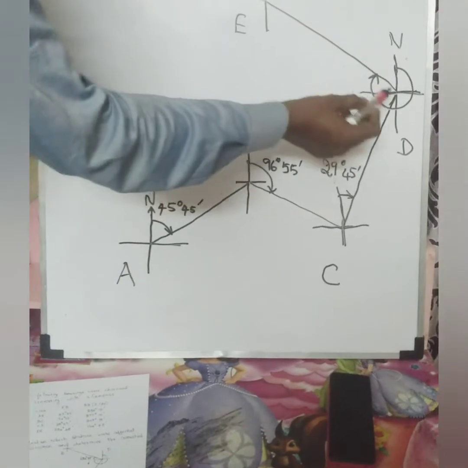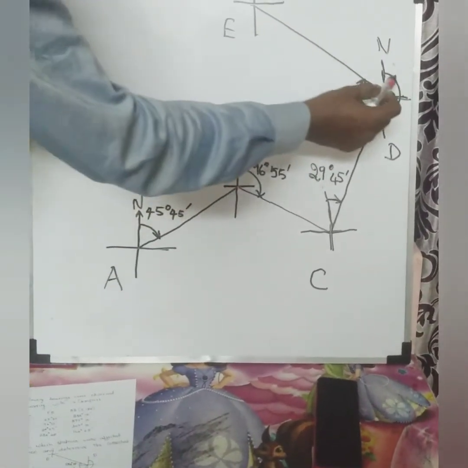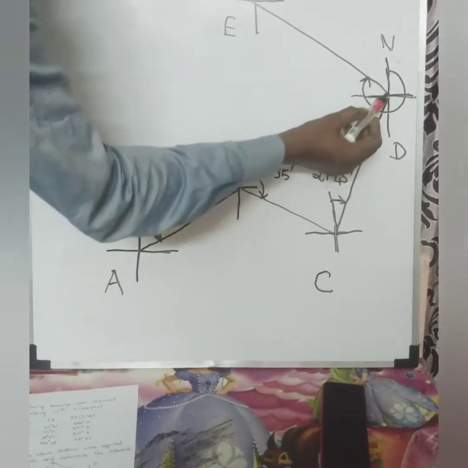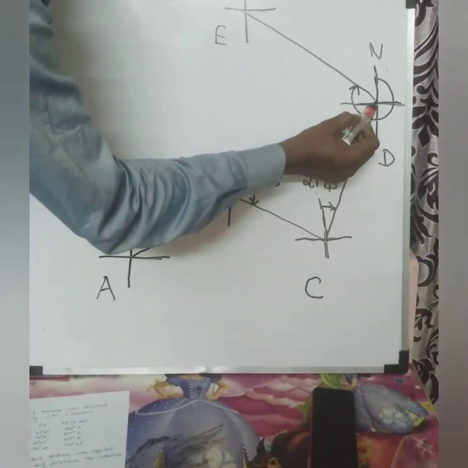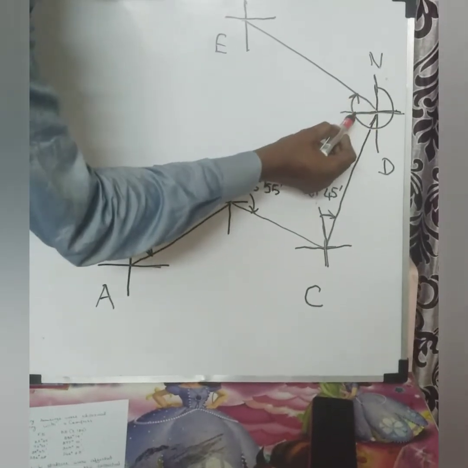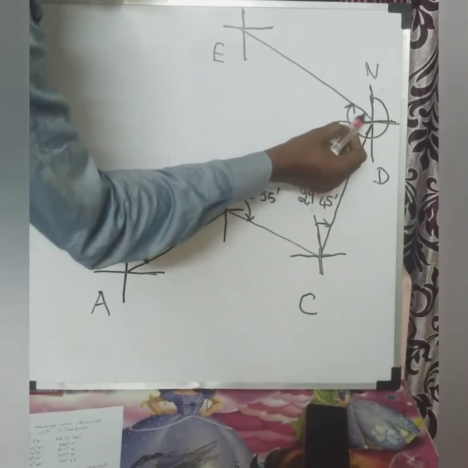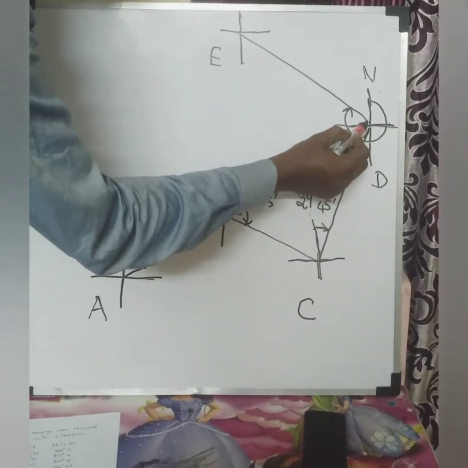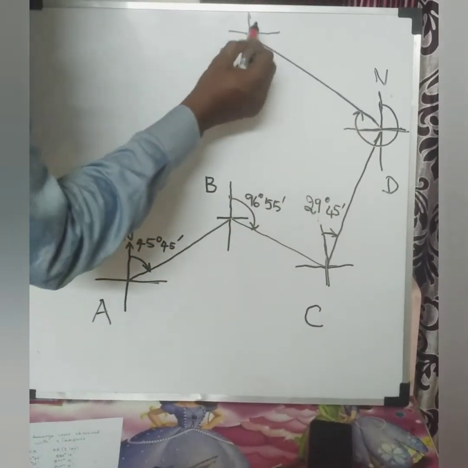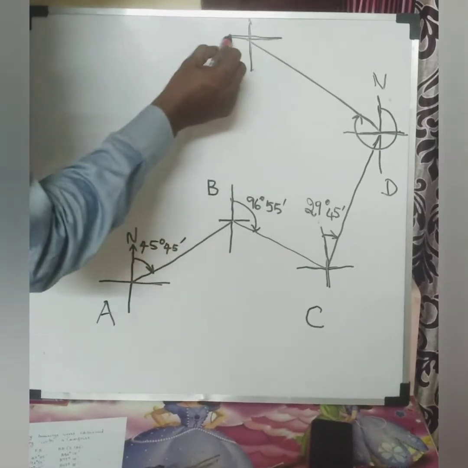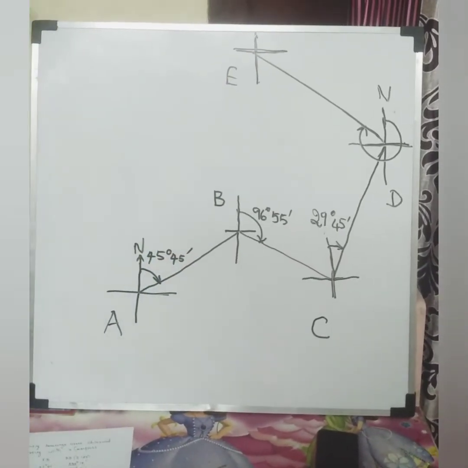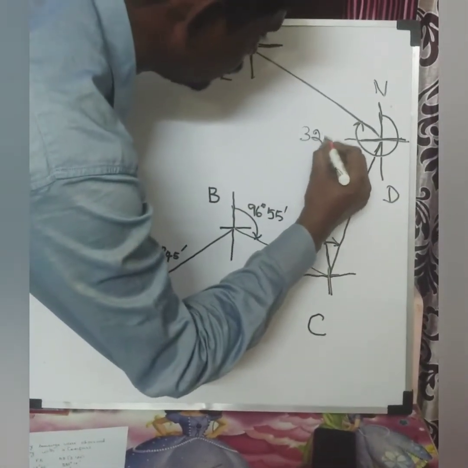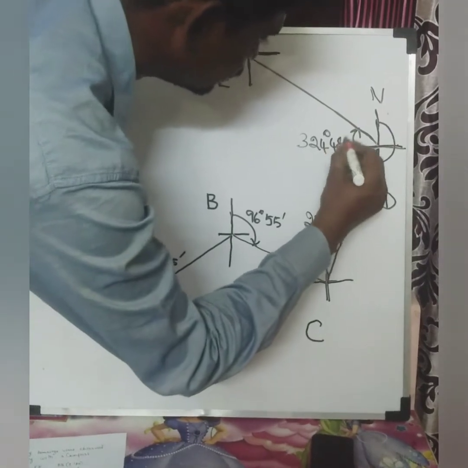From D towards E, the forebearing of line DE is 324 degree 48 minutes. From D, the 324 degree 48 minutes lies in the fourth quadrant, between 270 to 360 degree. So I can draw the line towards E from D. E is the end station.